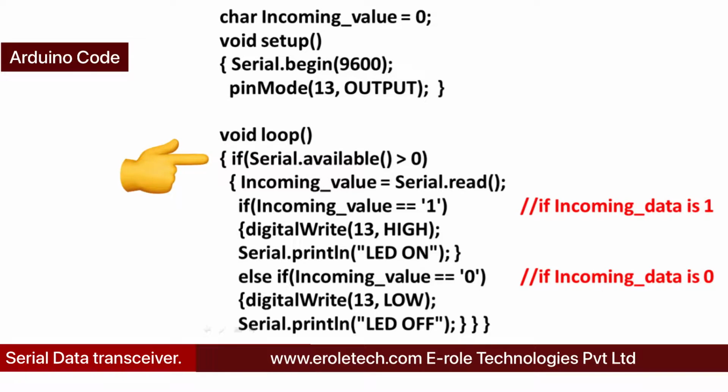Serial.available() > 0. This means if Arduino receives any data from PC, then the program will go inside this block. Incoming value. This variable will store the received data from the serial port. If the received data is 1, then the LED will turn on. If the received data is 0, then the LED will turn off.